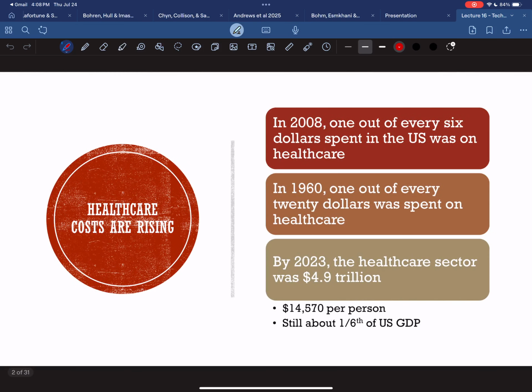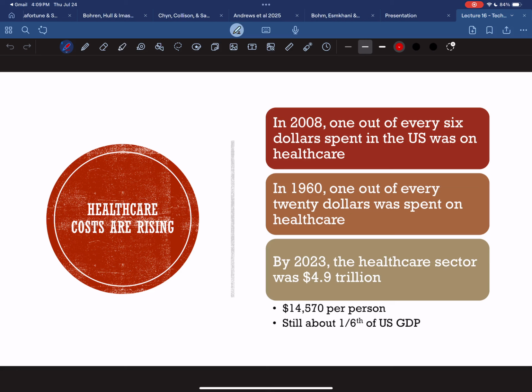As you may remember from the first lecture in the course, healthcare costs are rising. In 2008, one out of every $6 spent in the US was on healthcare. That's up from one out of every $20 spent on healthcare in 1960. That's a significant increase in healthcare as a percentage of GDP. By 2023, in case you're curious what's happened since 2008, healthcare is still a little more than 1/6 of GDP.